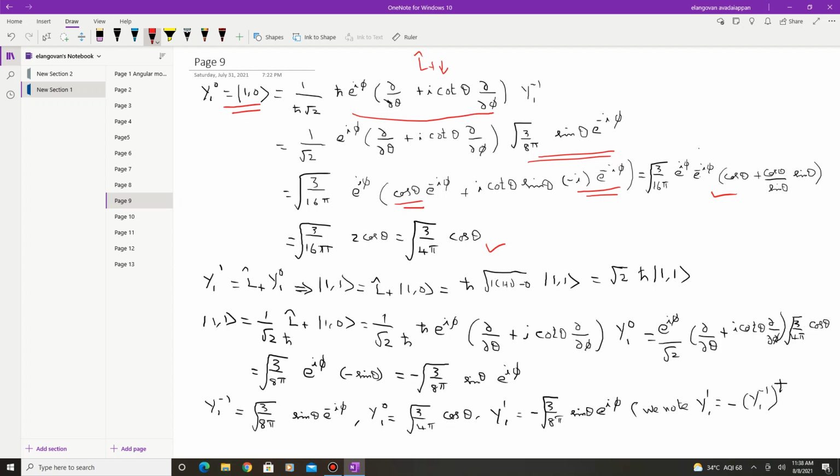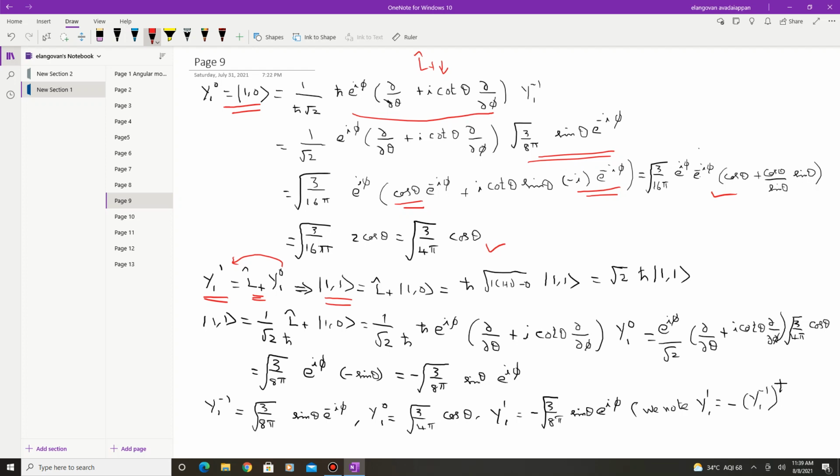Suppose you want to find Y11, again you use the raising operator L plus on Y10. So we put the raising operator on Y10, the ML value will be increased from 0 to 1. So it goes from here to here. For convenience, we are using Dirac notation. So ket 1 1 is equal to L plus on ket 1 0. So using the definition, you can write down this one.